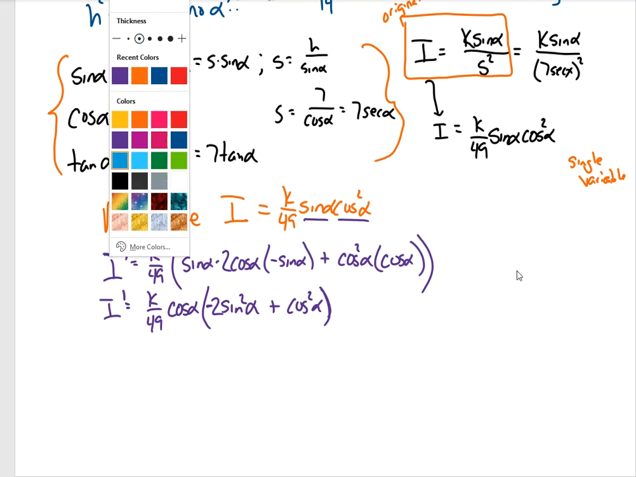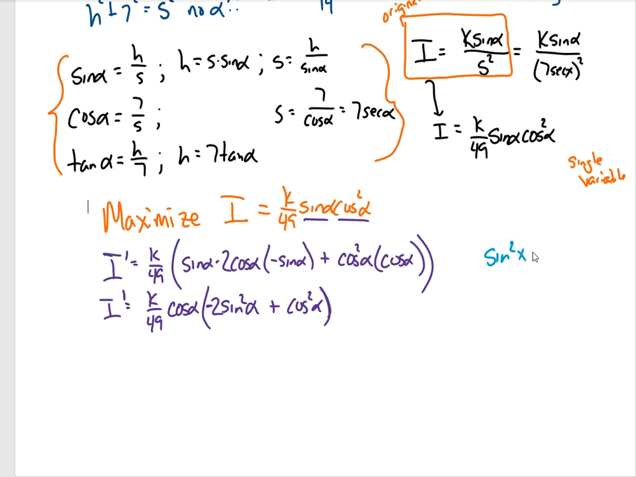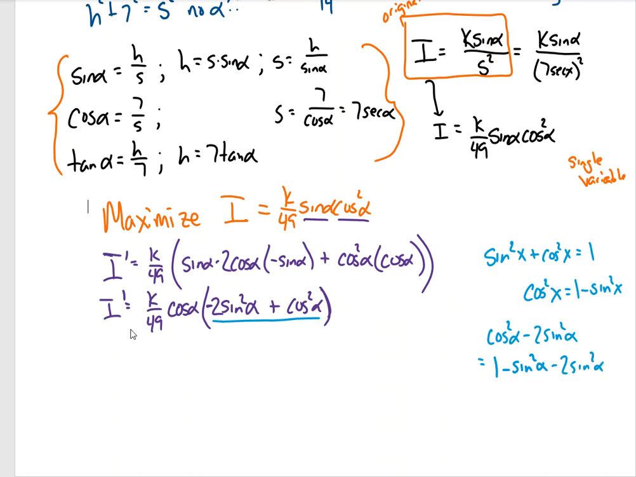So let's go with a lighter blue over here. Keep in mind our Pythagorean identity. I can replace cosine squared with 1 minus sine squared. So when I'm looking at cosine squared alpha minus 2 sine squared alpha, that becomes 1 minus sine squared alpha minus 2 sine squared alpha, which is I prime is k over 49 cosine alpha times 1 minus 3 sine squared alpha.